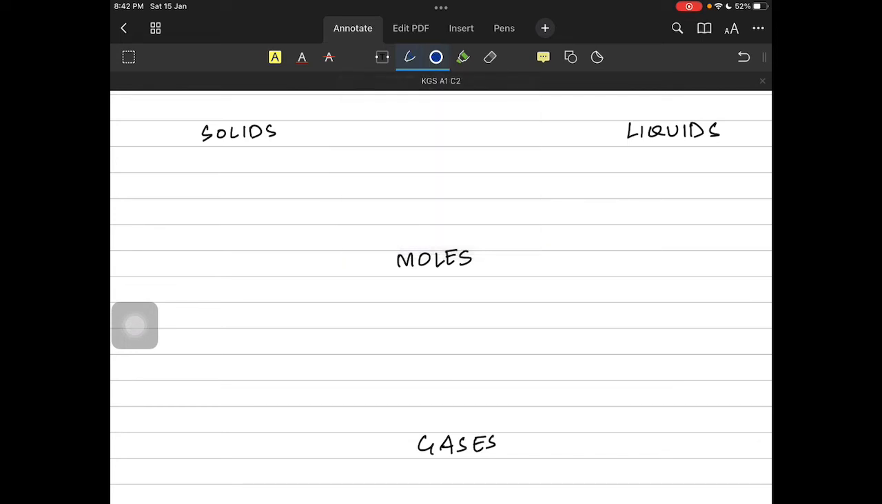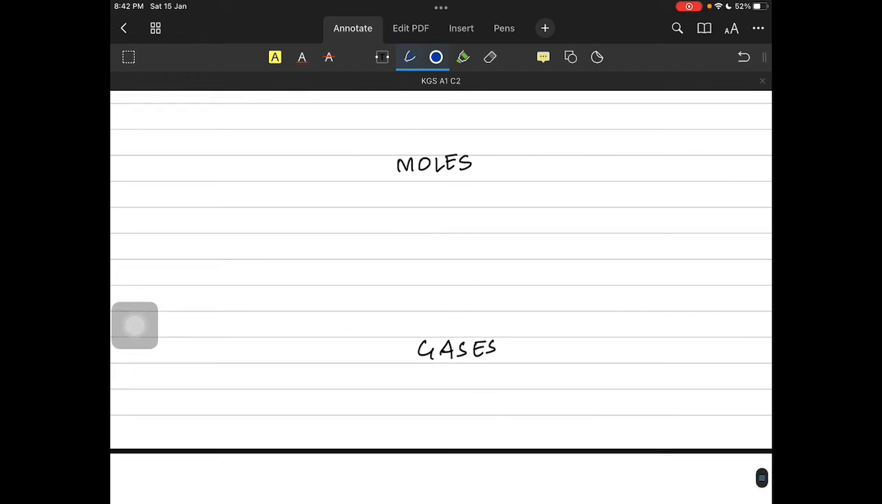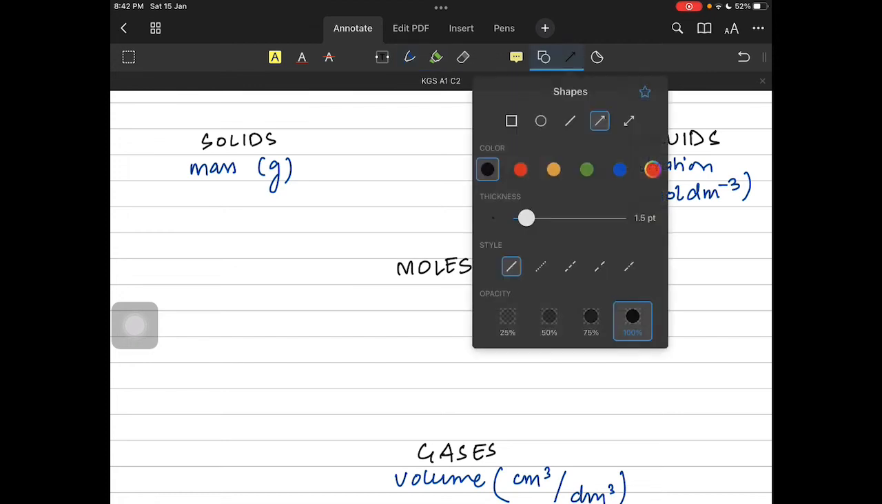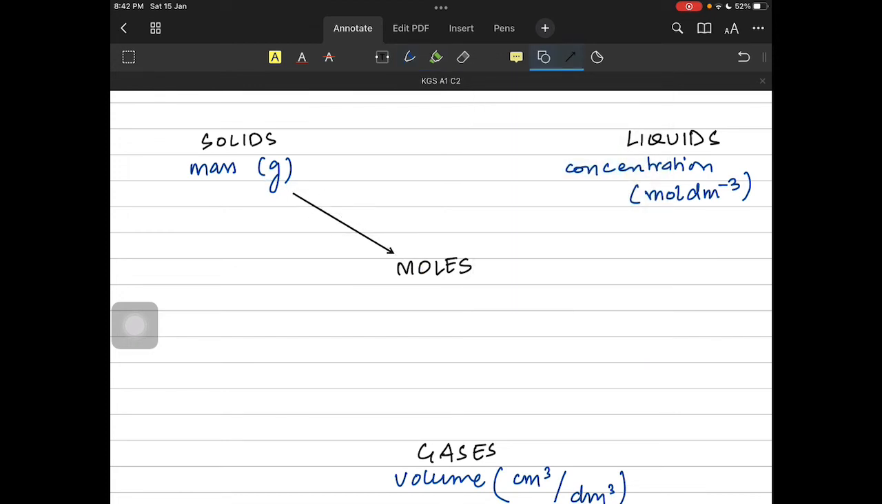For solids, we go for mass measurement, which is normally in grams. For gases, we normally measure volume, which is measured in cubic centimeters or cubic decimeters. And for liquids, we have a very unique concept known as concentration. We will be talking about concentration very soon, but currently we are just writing the unit of concentration. We can be measuring our matter either in the solid state, the mass of the solid, the concentration of liquids, or the volume of a gas.